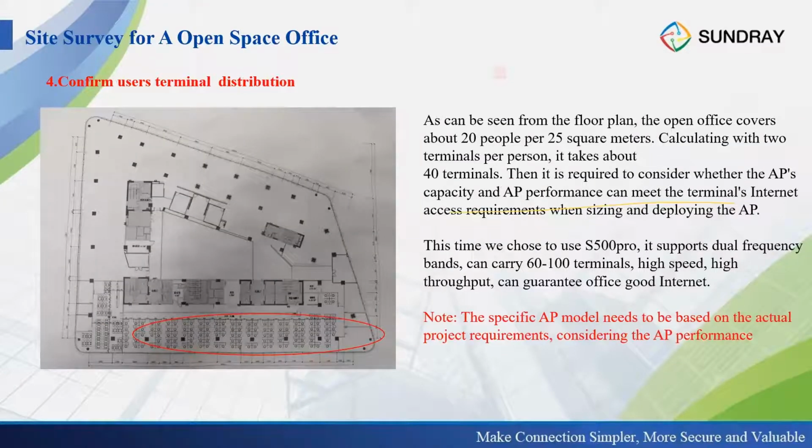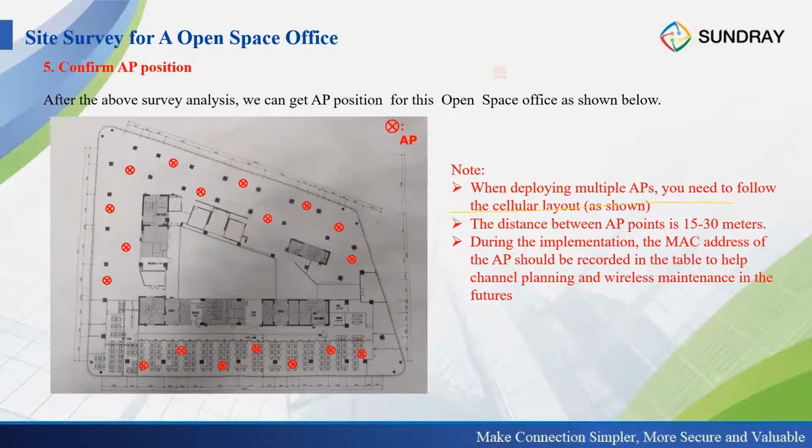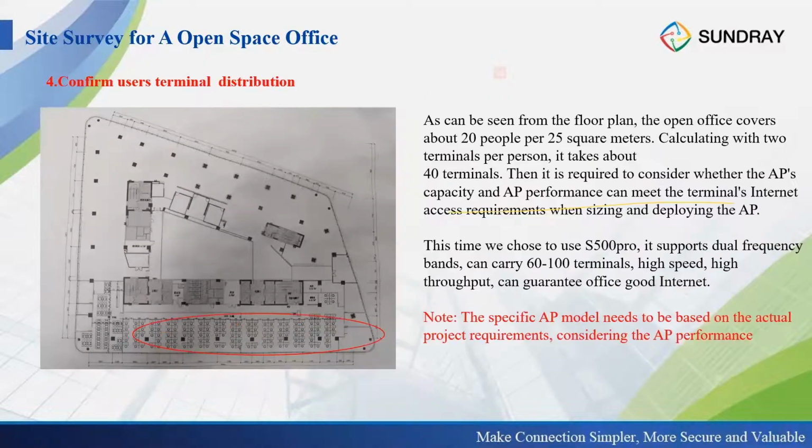And also we need to confirm the user terminal distributions. In each area, for example, in different areas, we have different users. For example, there's the office. In the office, we need to know how many users there are and what their service is. They are used for email, and not only email, but also video talks, these kinds of things.